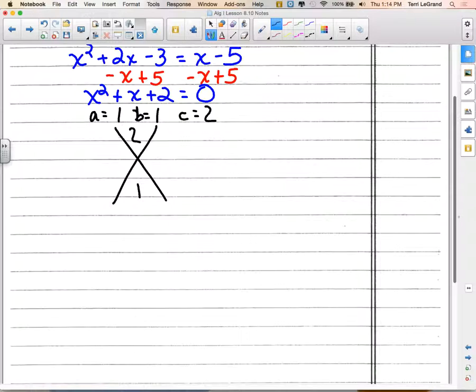Okay, we need it to multiply to be 2 and add up to 1. Negative 1 and 2? Negative 1 times 2 is negative 2. Negative 1 and negative 2? Negative 1 times negative 2 is positive 2, but negative 1 plus negative 2 is negative 3. 1 and 1? 1 times 1 is 1. 2 and negative 1? 2 times negative 1 is negative 2. This one is not factorable.